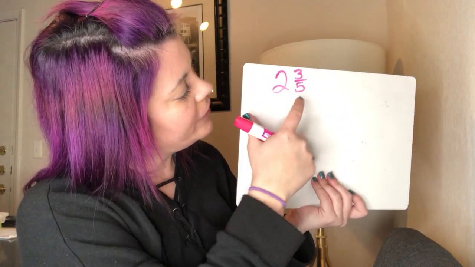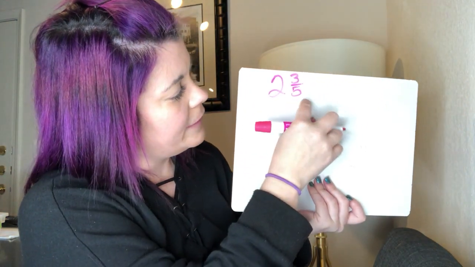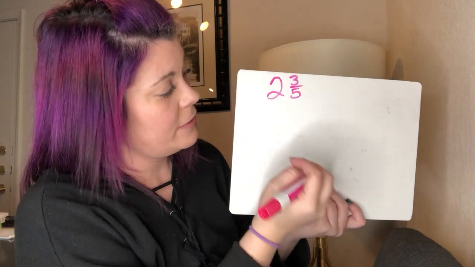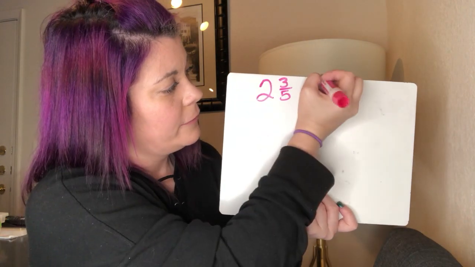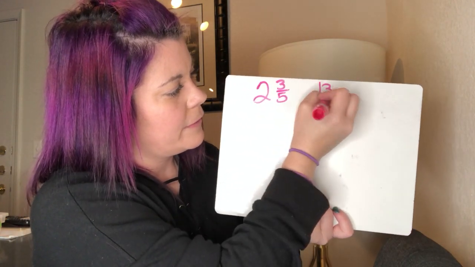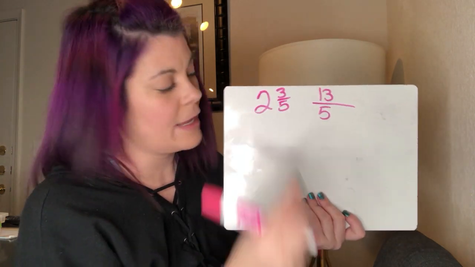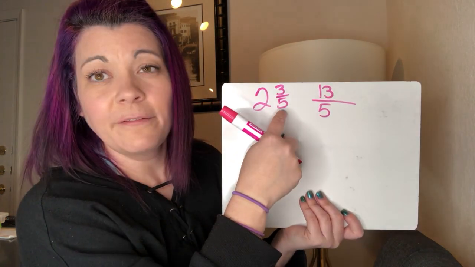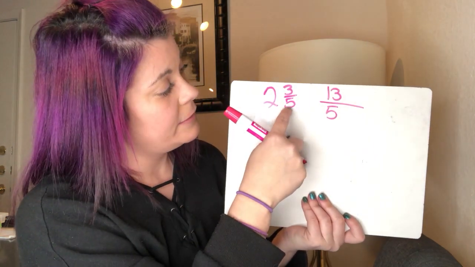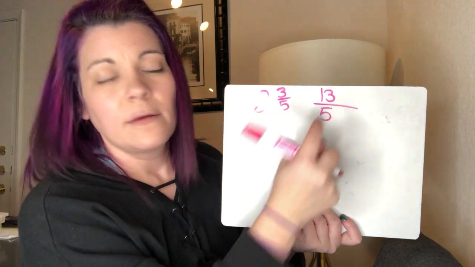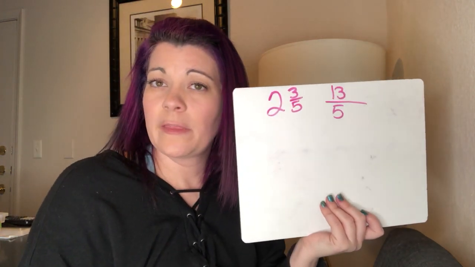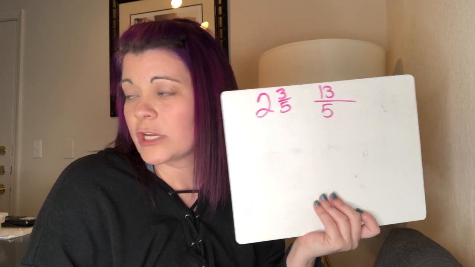So 2 times 5 is 10, and then you add the numerator, which is 3, so 10 plus 3 is 13. So that becomes my numerator, and then we keep the same denominator. And then you have a mixed fraction into an improper. So there you go. You should know how to add and subtract fractions now.